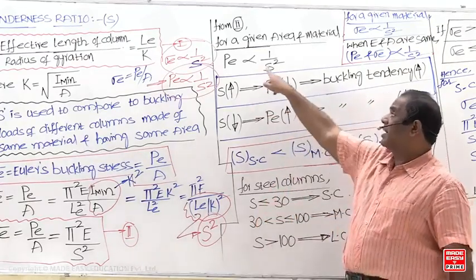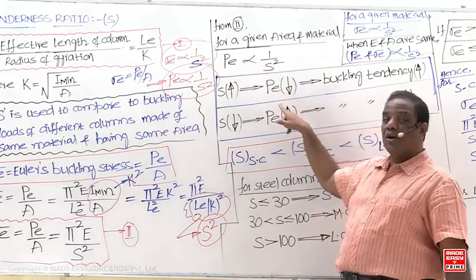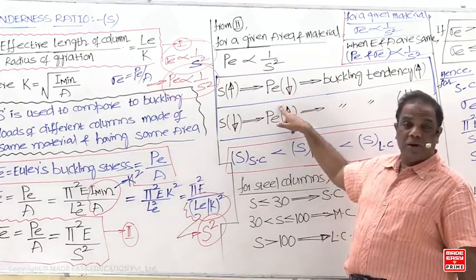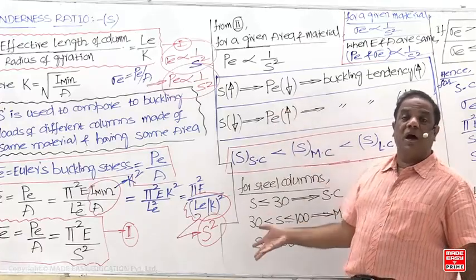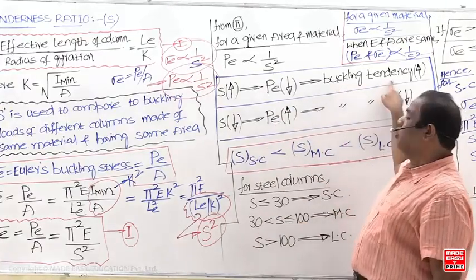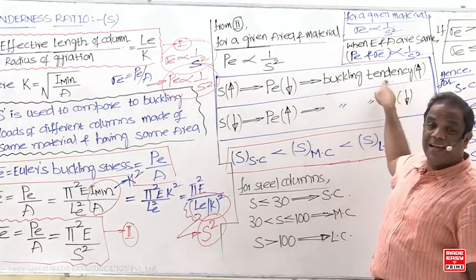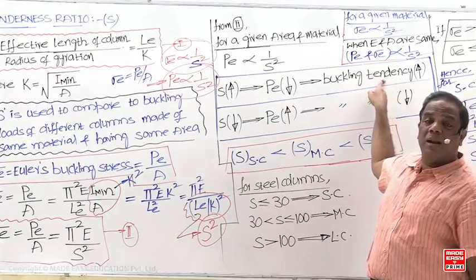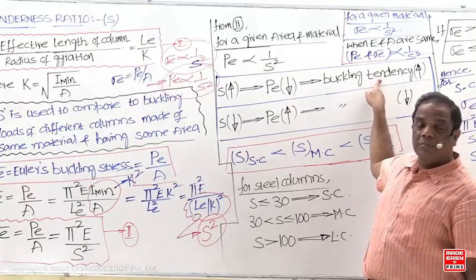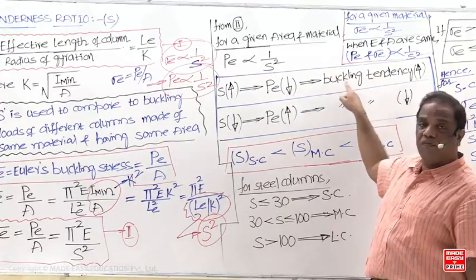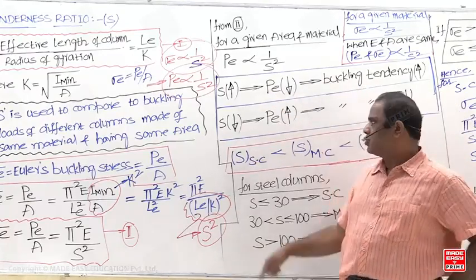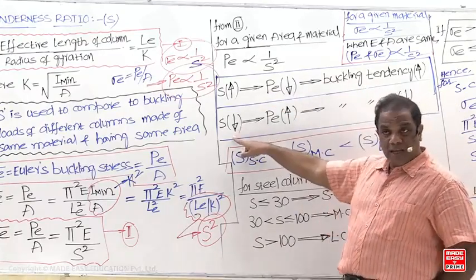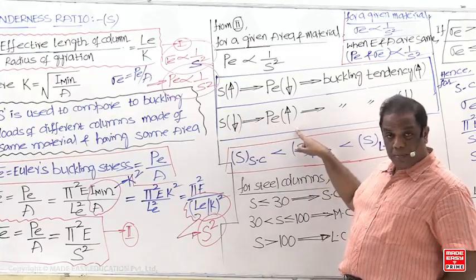So here, as the slenderness ratio increases, buckling load decreases. Buckling load decreases means buckling tendency, a chance of buckling, is more. So this is an indication of which column? A long column. Long columns are prone to buckling. A long column will have more slenderness ratio. When slenderness ratio decreases, buckling load increases.